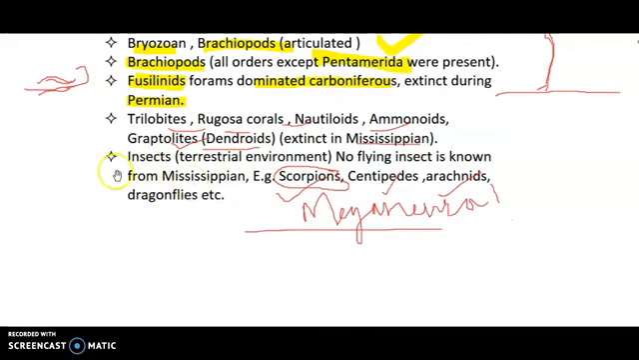There was a great diversification of insects. As you know, insects live in the terrestrial environment, but there was no flying insect known from the Mississippian. So in the early Carboniferous period there was no flying insect, but in the Pennsylvanian, flying insects such as Meganeura, a type of giant dragonfly, appeared, and their size was huge. We will talk about this later in the video, how scorpions and centipedes were huge due to the rise in oxygen levels.